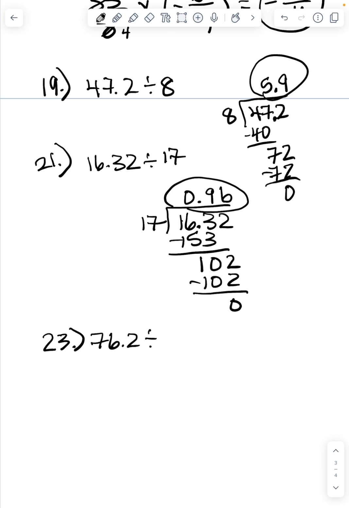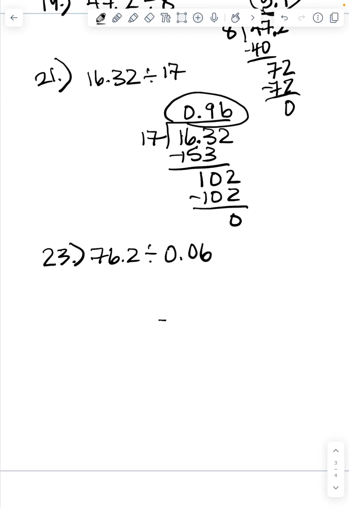76.2 divided by 0.06. Okay. 76.2 divided by 0.06. Move the decimal over. 1, 2. 1, 2. All right, so my decimal place is going to be all the way over here. I'm going to bring it up.